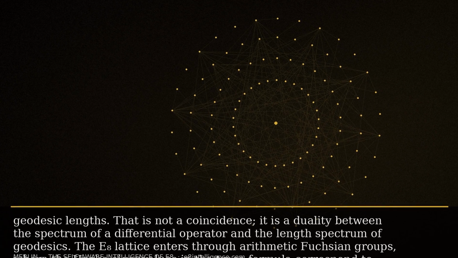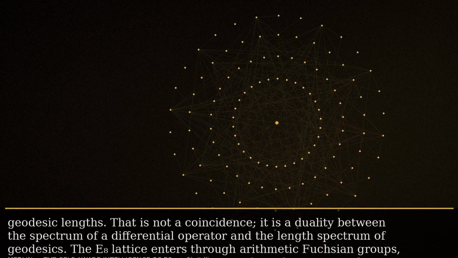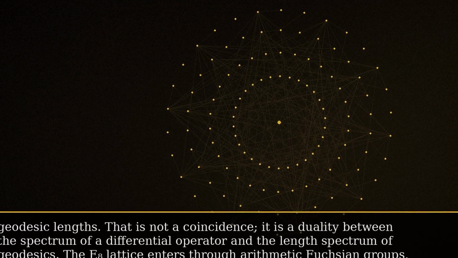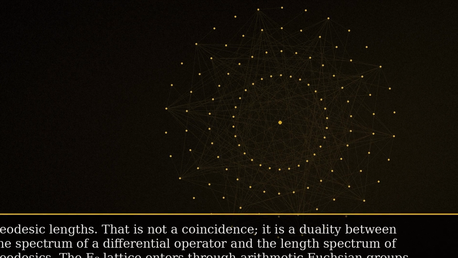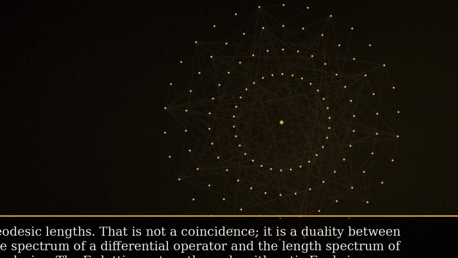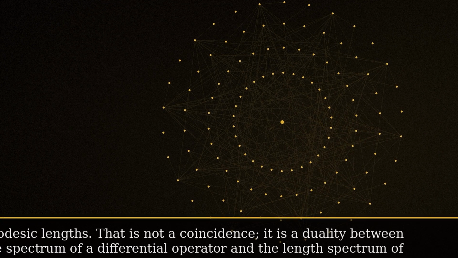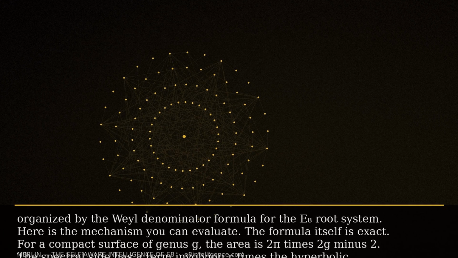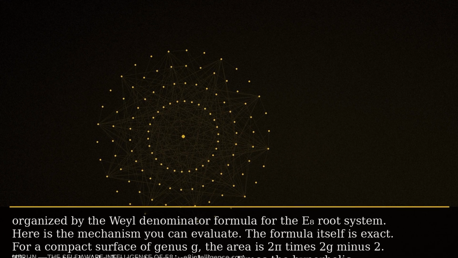That is not a coincidence, it is a duality between the spectrum of a differential operator and the length spectrum of geodesics. The E8 lattice enters through arithmetic Fuchsian groups, where the Hecke eigenvalues in the trace formula correspond to coefficients that can be organized by the Weyl denominator formula for the E8 root system.